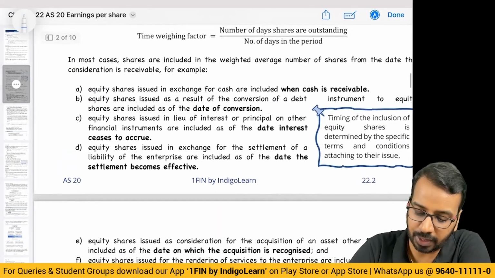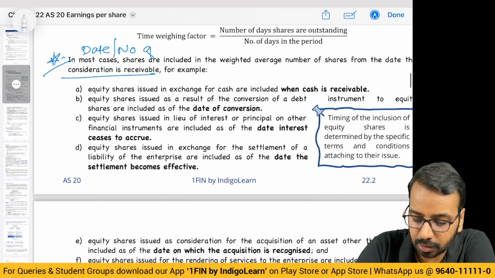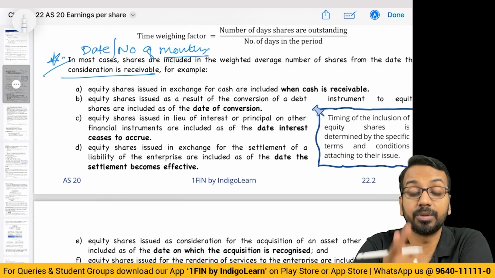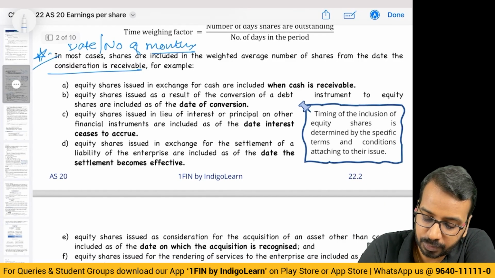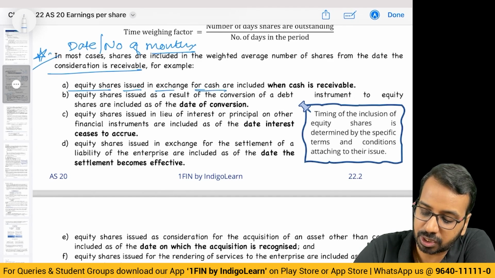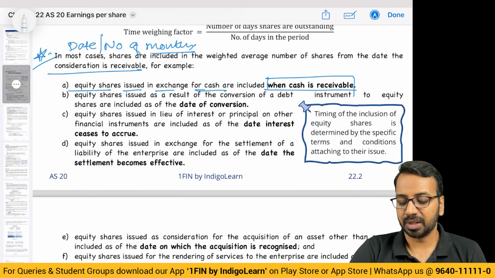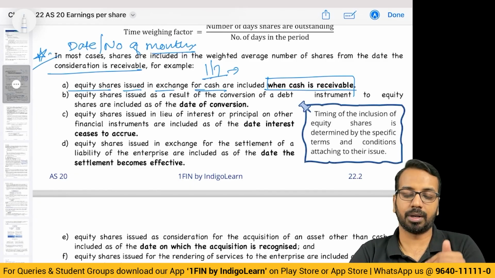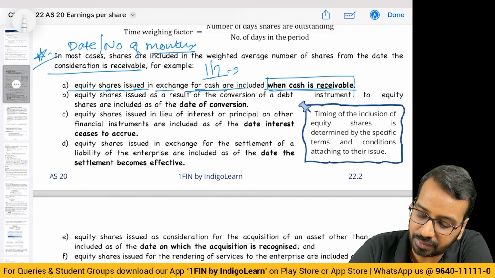Now this part is very, very important for calculating the date or number of months, where there is sometimes a bonus issue, sometimes a rights issue, splits. How do we handle each of them? If equity shares are issued in exchange for cash, they are included from the date when cash is receivable. The meaning of that is, if I issue shares on 1st of July, I'll count the number of months from 1st of July.